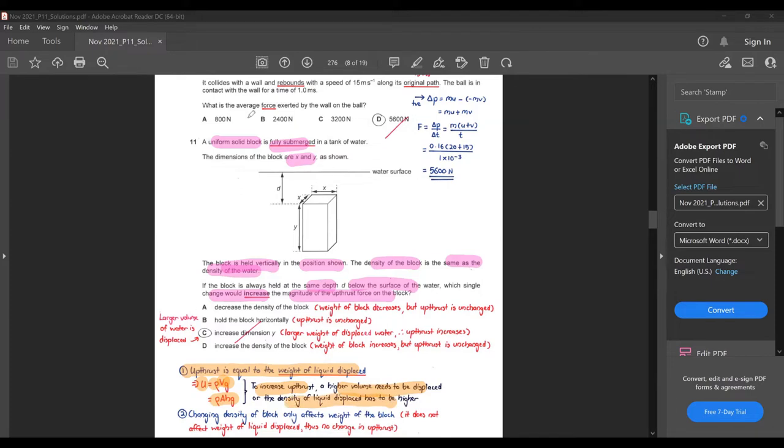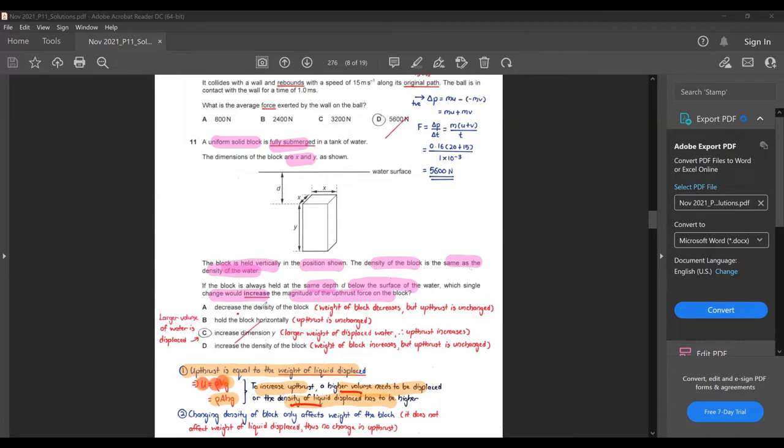Okay, because you can see from here, upthrust depends on density. Density of liquid is higher, upthrust is higher. It also depends on volume. The more volume you displace, the higher your upthrust. So if you look at your answer choices A, B, C, D, which one is actually telling you either one of these, where you cause a higher volume to be displaced, or you cause the density of liquid to be higher.